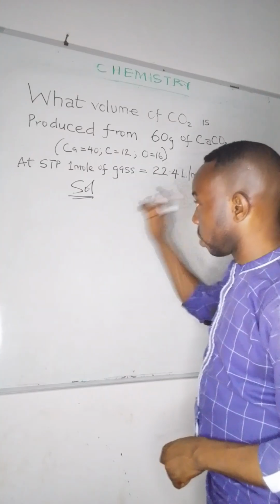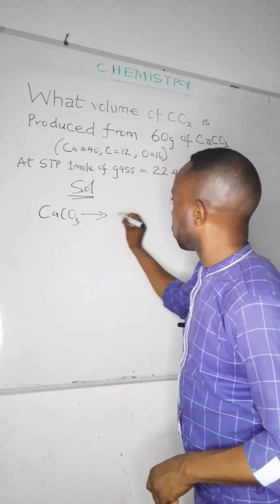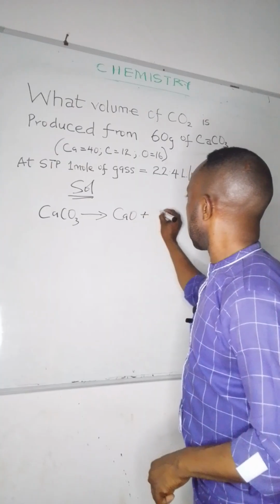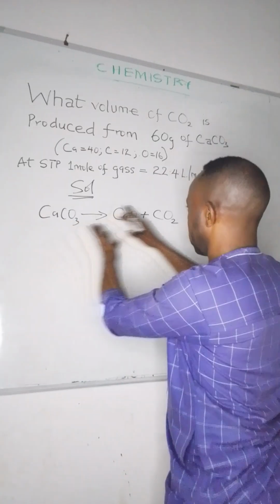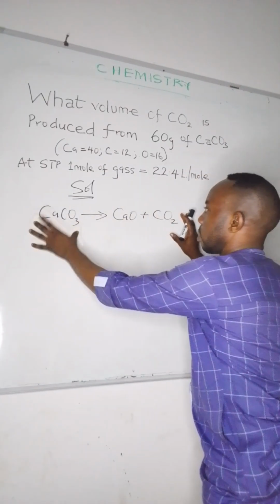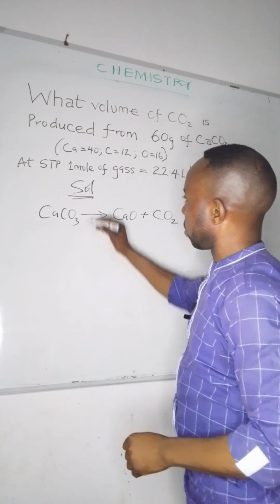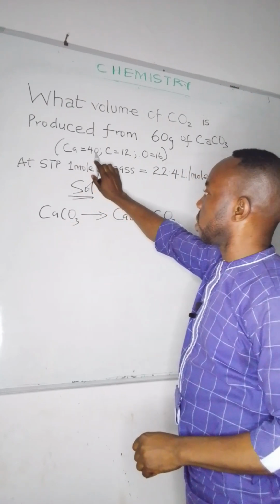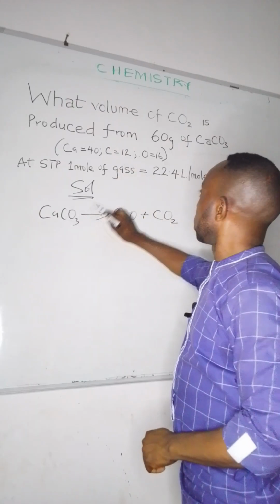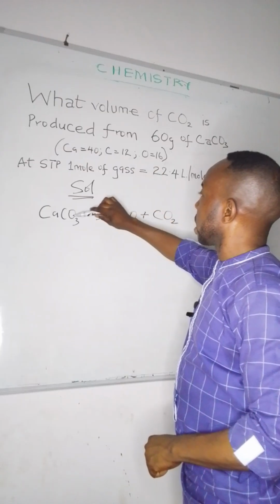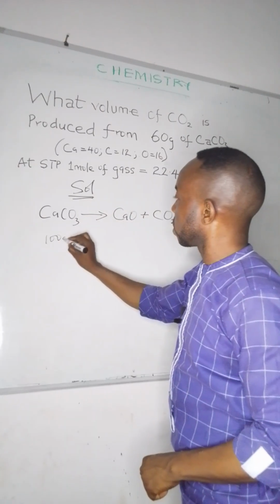So from the equation of reaction, we have calcium carbonate dissociating into calcium oxide and carbon dioxide. Now first, let's find the molar masses of the carbon dioxide and the calcium carbonate. The mass of calcium is 40, plus 12, which is the mass of carbon, then plus 16 times 3, that's 16, 16, 16, and it will give us 100 grams.